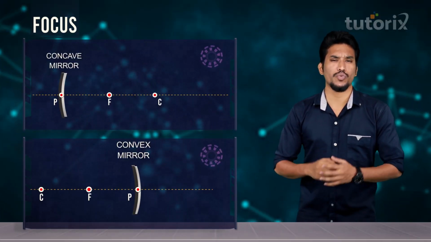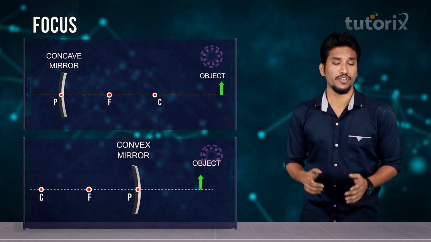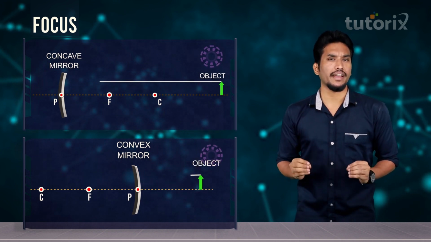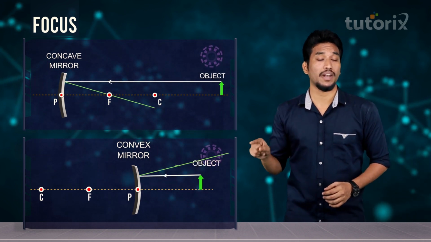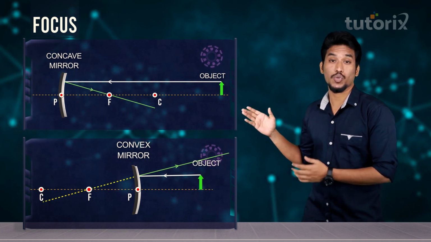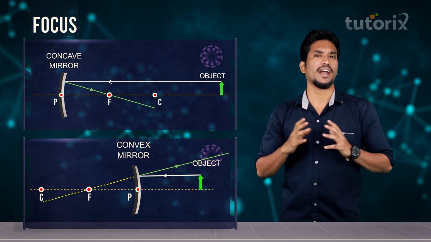One of the points is the focus, where the reflected ray has to pass through. If the incident ray is traveling parallel to the principal axis, then it passes through the focus. This is the first point that we have to know.